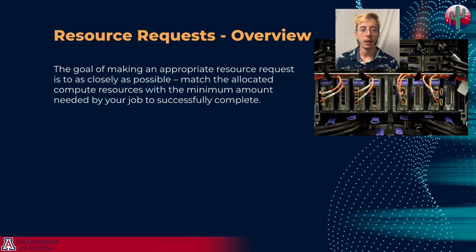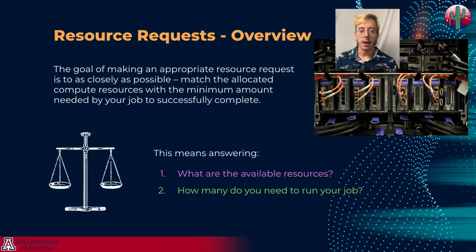Okay. So let's get an overview of how we want to make appropriate resource requests. So the goal of making an appropriate resource request is to match as closely as possible the allocated resources of a particular job with the resources that a job actually needs in order to successfully complete. Now, that means we have to answer two questions. The first is, what are the resources that are available? And the second is, how many do you need to run your job? So let's look a little bit closer at these.